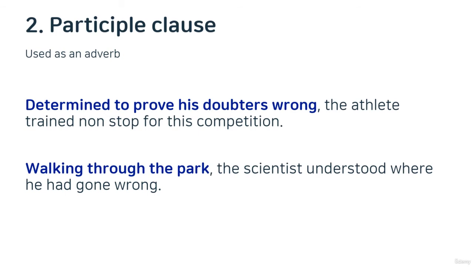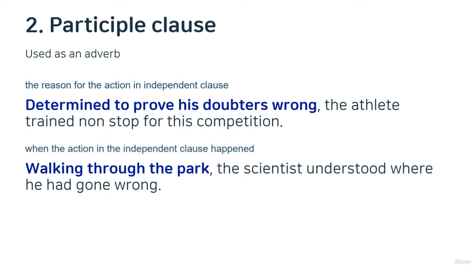In the first sentence, the participle clause explains the reason why the athlete trained non-stop for this competition. And in the second sentence, the participle clause explains when the scientist understood where he had gone wrong. The scientist understood it while walking through the park. So both participle clauses help to modify the verb in the independent clause.